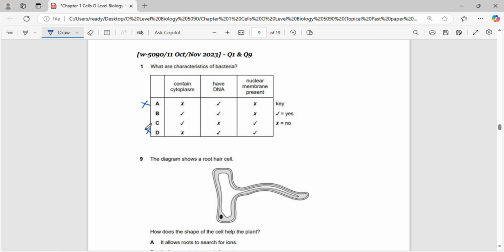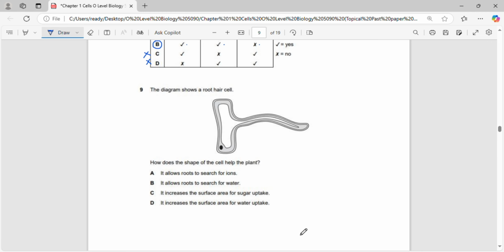Now, let's evaluate the other details. Option C can be eliminated because it incorrectly claims that bacteria do not have DNA, and it also mentions the presence of a nuclear membrane, which is false. Therefore, the correct answer is option B, which correctly states that bacteria have cytoplasm and DNA, but no nuclear membrane due to the absence of a nucleus.